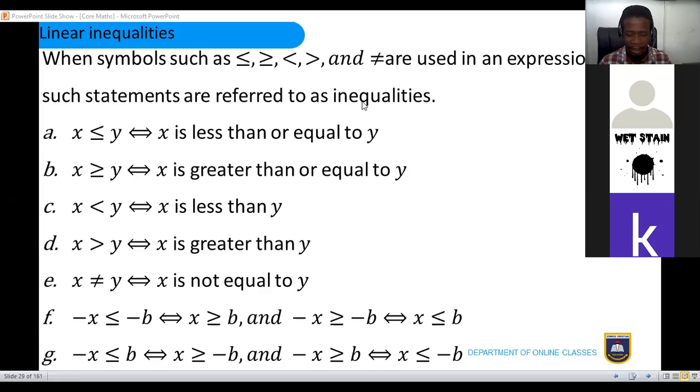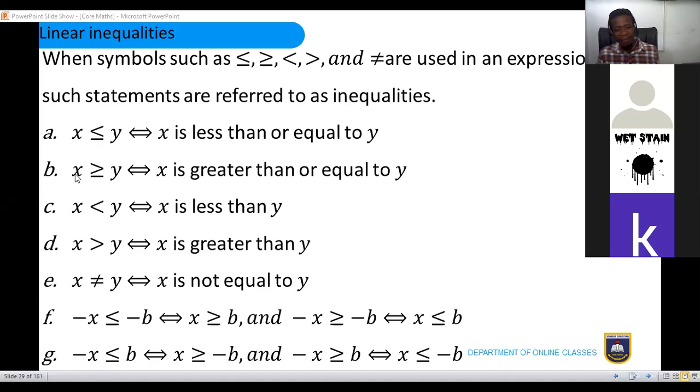So let's look at some scenarios. When we have A, x less than or equal to y, it implies x is less than or equal to y. For the first symbol, less than or equal to, that means x is less than or equal to y. So when x is less than y, that means they are not equal. So this inequality sign here is telling us the relation between the two terms, that they are not equal.